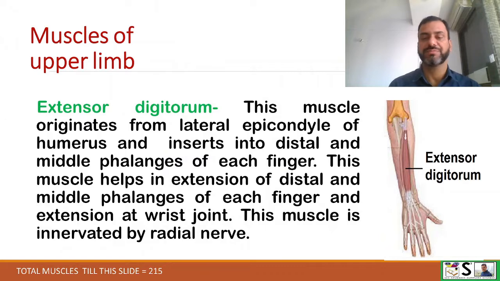Extensor digitorum. This muscle originates from the lateral epicondyle of humerus and inserts into distal and middle phalanx of each finger. Here, this muscle helps in extension of the distal and middle phalanges of each finger and extension at wrist joint. This muscle is innervated by radial nerve.